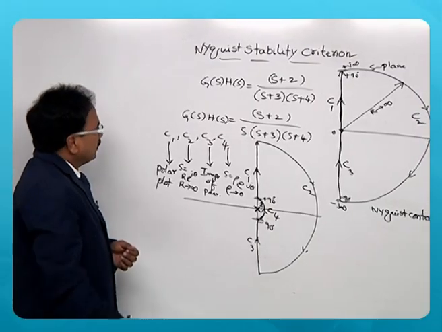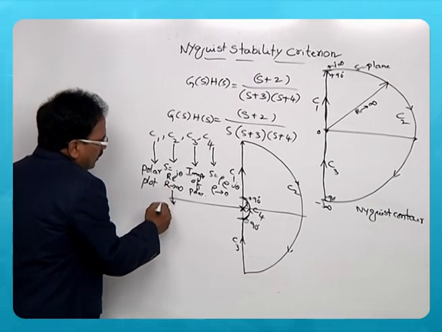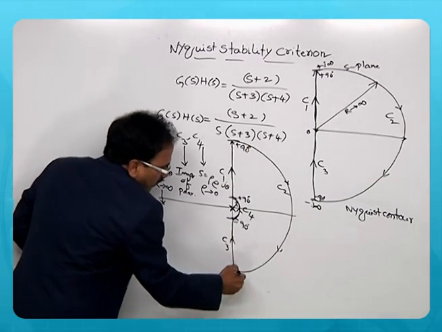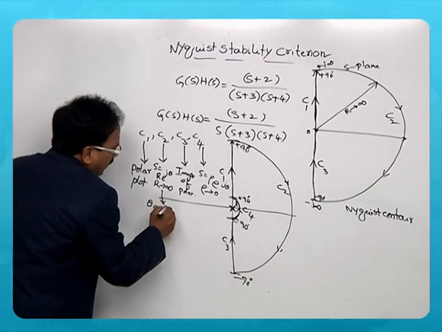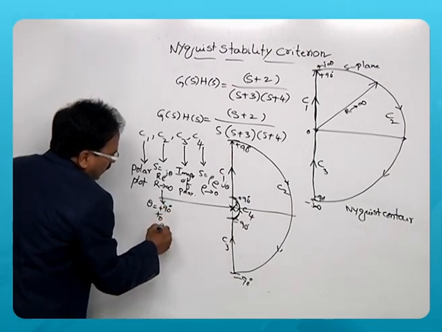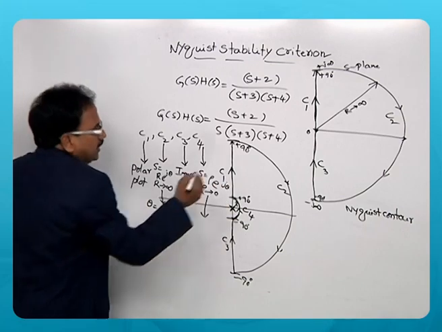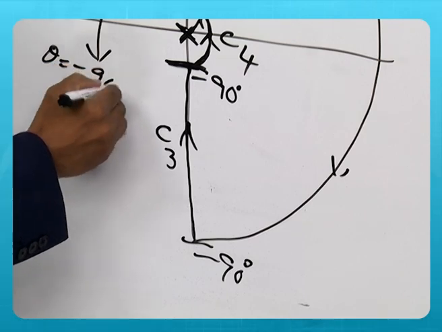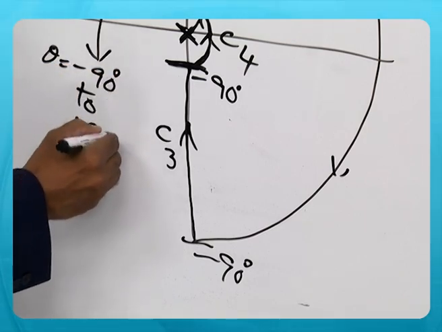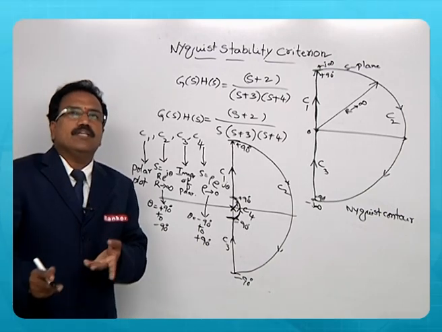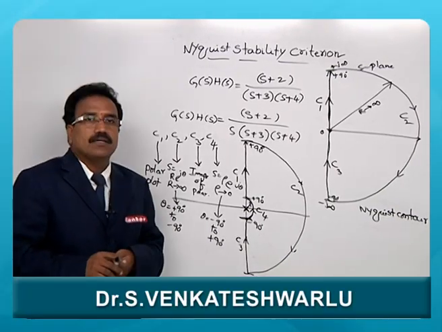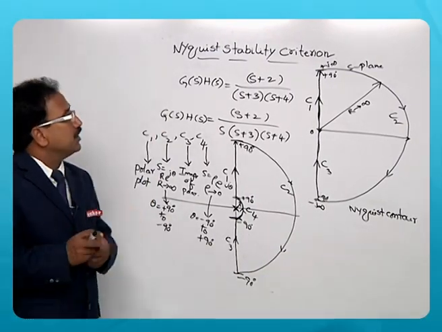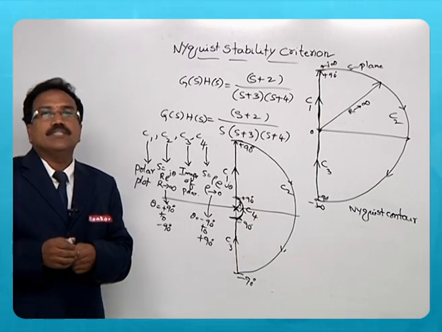So when you look at the mapping of section C2, there are limits here for theta from plus 90 to minus 90, but here also you have a theta in the function. That limits are from minus 90 to plus 90. So this is the way we should do mapping of the 3 or 4 sections depending on the loop transfer function, and then assess the stability of the system.